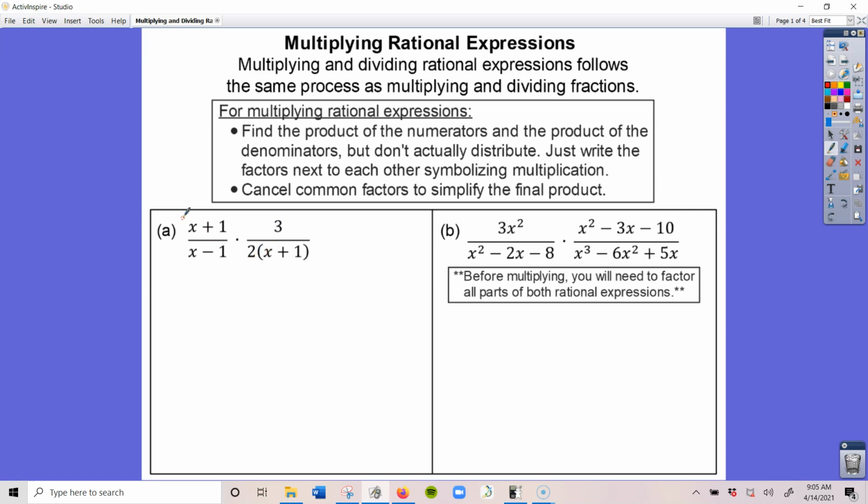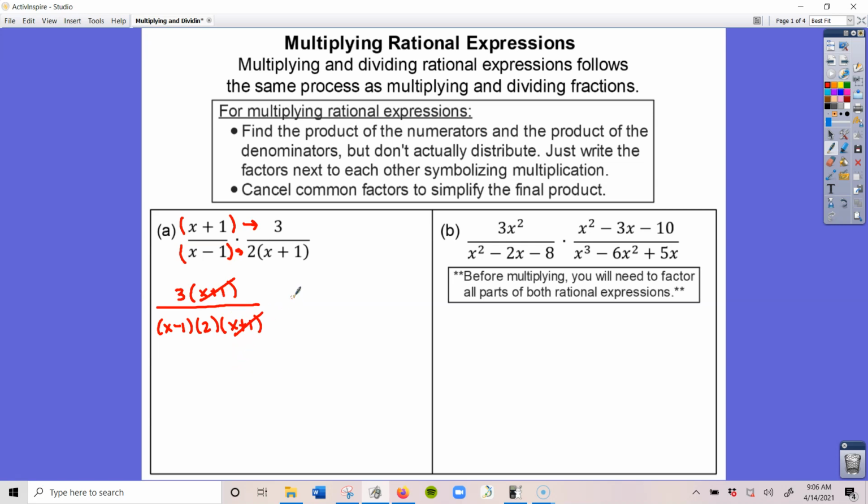When we're multiplying fractions, we just multiply numerator with numerator, denominator with denominator. So we would write this like this. We're not going to actually multiply. We're just going to write those factors in the numerator all together. So this would be 3 times x plus 1 over x minus 1 times 2 times x plus 1. And then we cancel any common factors. In the numerator and the denominator, they both have an x plus 1. So we would cancel that out.